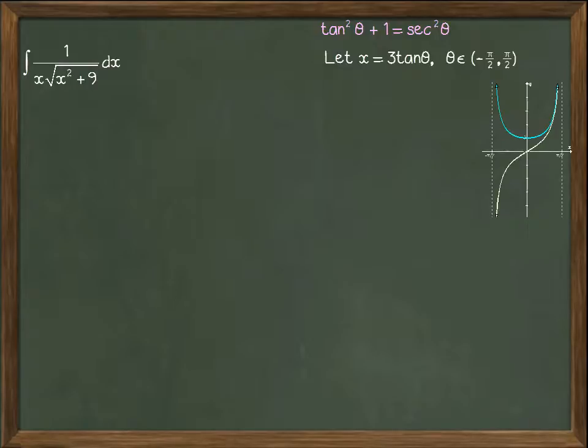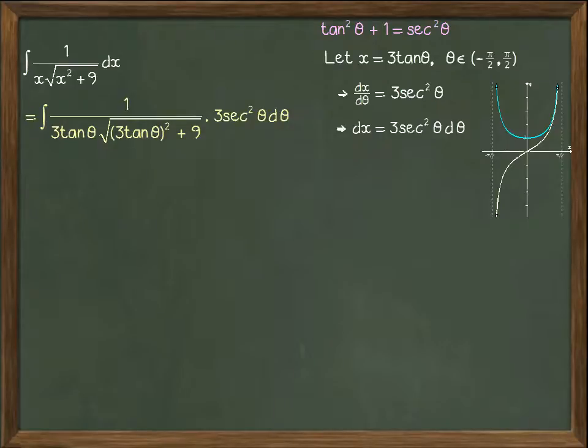Now, if x is equal to 3 tan theta, then dx d theta is 3 sec squared theta, and therefore dx is 3 sec squared theta d theta. And now we are ready for our substitution. So x can be substituted by 3 tan theta and dx by 3 sec squared theta d theta.